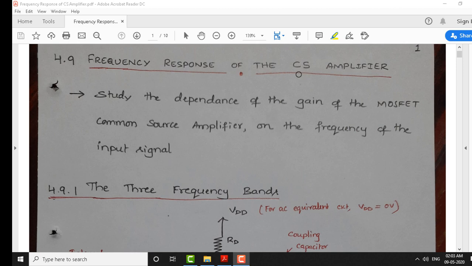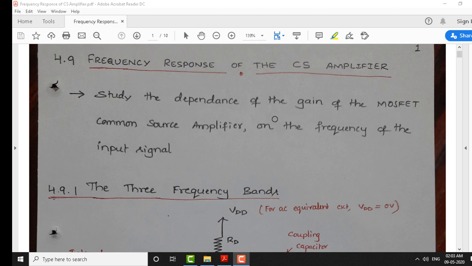The common source amplifier is one of the most widely used amplifiers compared to the common gate and common drain amplifiers. So in the frequency response of the common source amplifier, we are going to study the dependence of the gain of the MOSFET common source amplifier on the frequency of the input signal. We are going to vary the frequency of the input signal, and correspondingly measure the gain of the amplifier circuit.